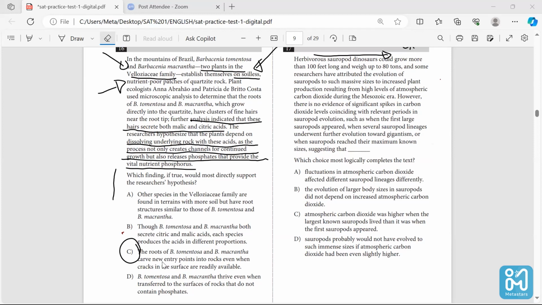Yes, Mr., I think the answer is B. Because here it says there is no evidence of significant spikes of carbon dioxide, and it said that gigantism with the sauropods increased when there was no spikes in carbon dioxide. So the answer is B. That's right, amazing. The evolution of a larger body size in sauropods did not depend on increased atmospheric carbon dioxide. And this is actually what?